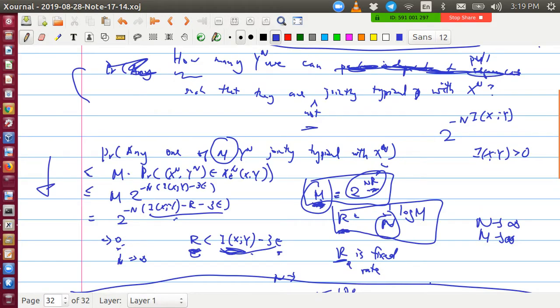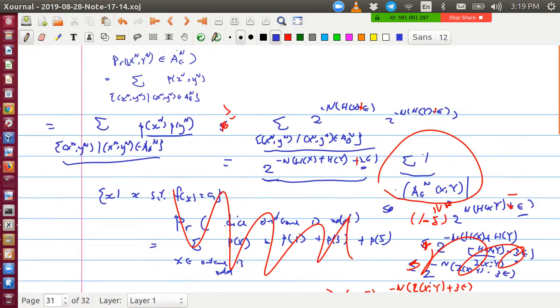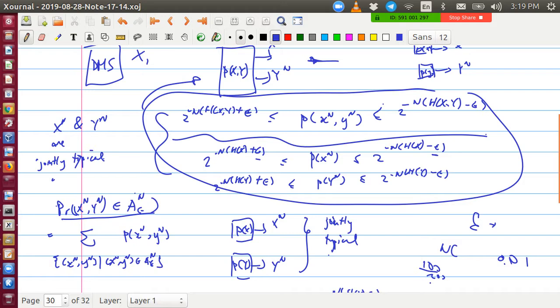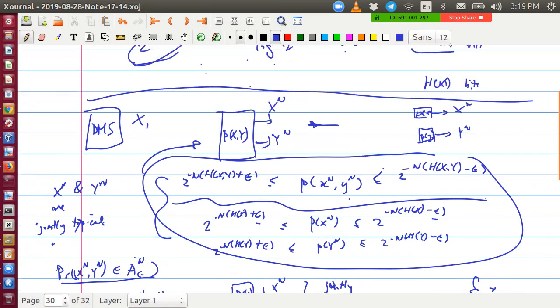So what is the requirement for joint typical then? For them to be jointly typical, let me go back to recall that. First of all, for a sequence to be typical, let's define it by the probability. It's bounded by, it's approximately equal to 2 to the minus nH(X).